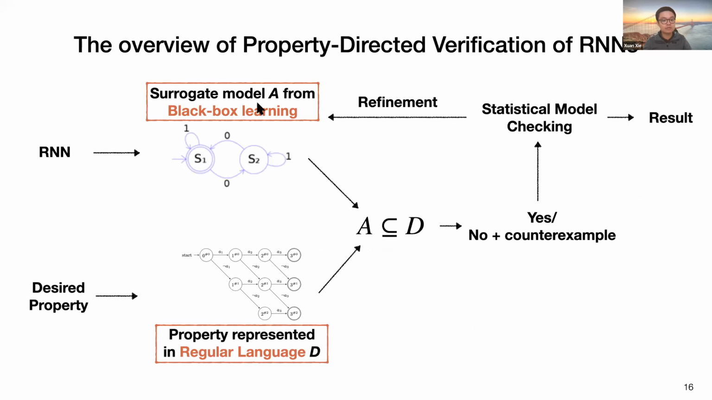After introducing two key parts of our approach, black box learning and representing property in regular language, let's look at the experiment part.